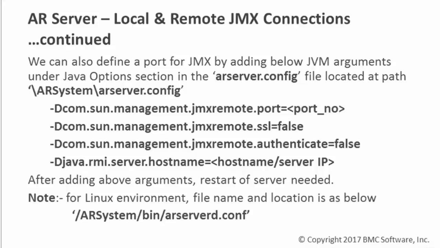There is another way also where you can add your own port number to the AR system. For that you need to add again these 4 JVM arguments to the arserver.config file, which is located at arsystem arserver.config. So here in this file you need to add these 4 parameters, and just a point to be noted here, if it is a Linux system, then the file name and path would be different. So for Linux, the path will be AR system bin and the file would be arserverd.conf.